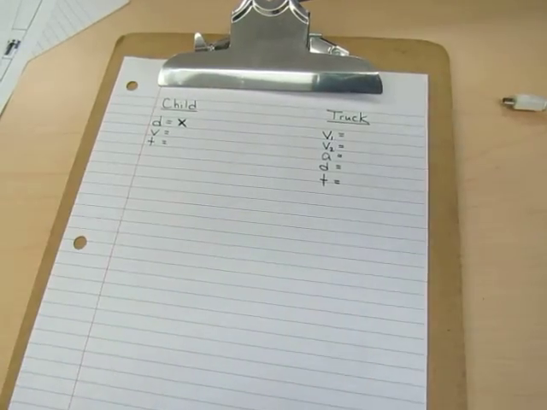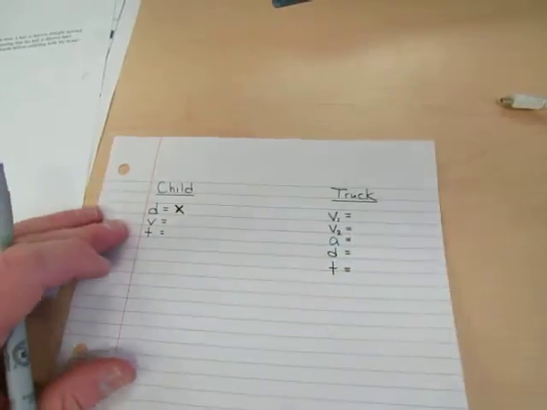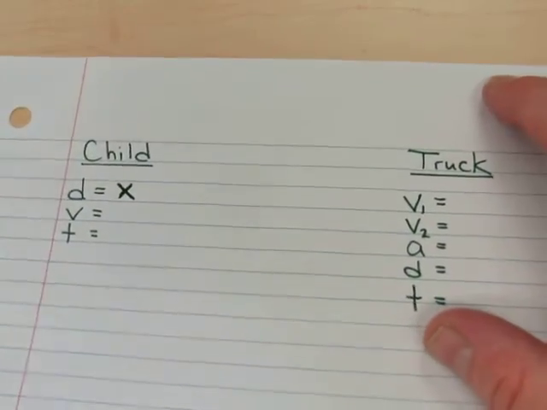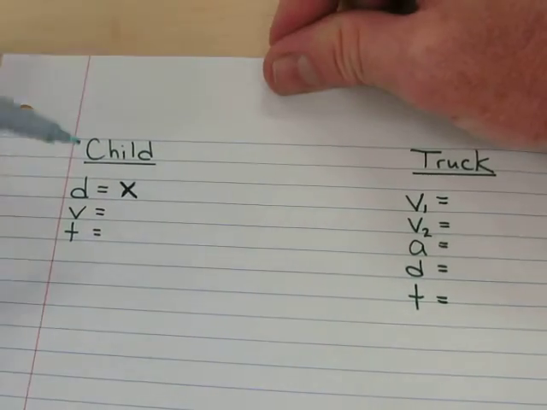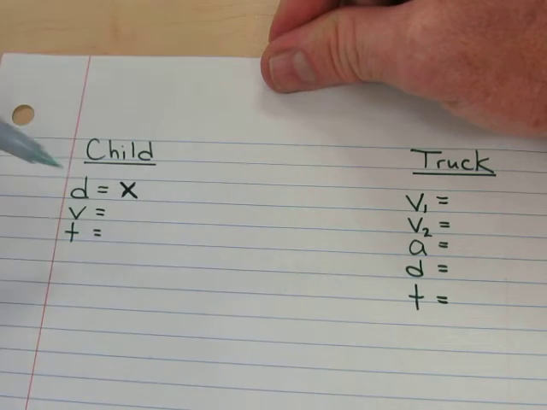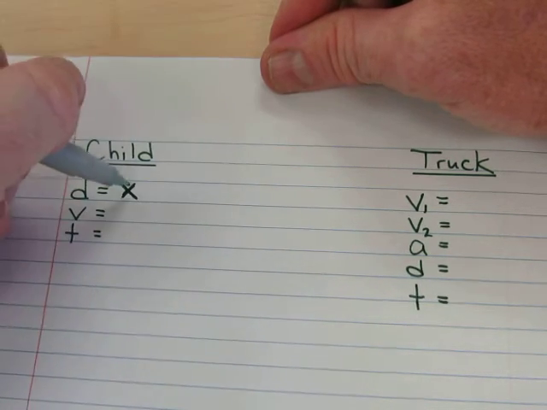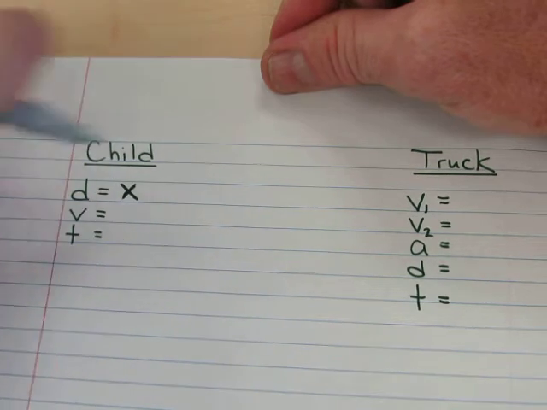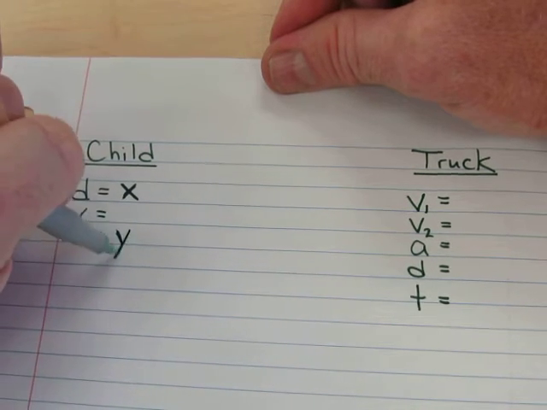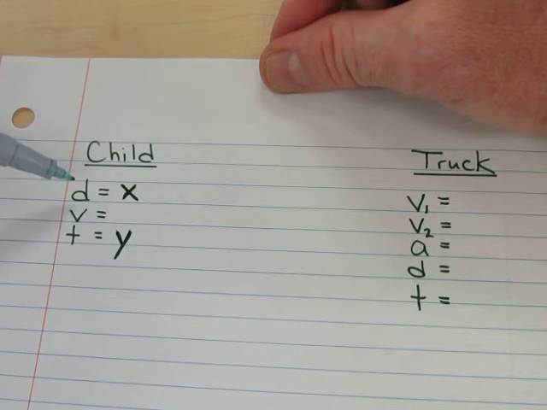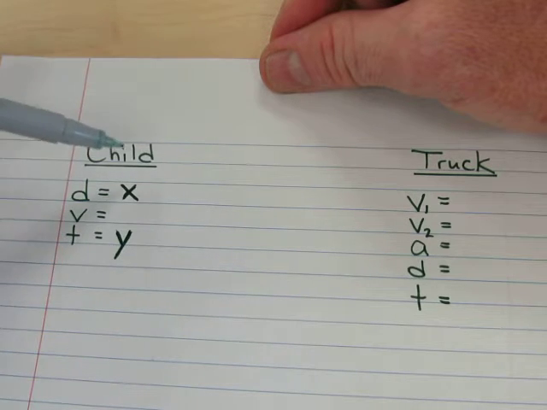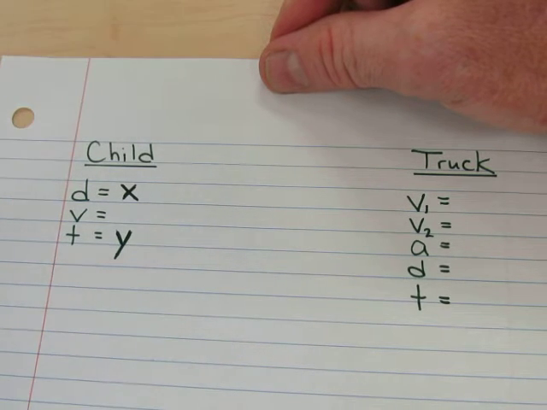Like I said in class, let me take this off the clipboard so I can move the paper around more. Wherever you have the unknown variable that you're trying to solve for, put the other unknown variable as well. Your two unknown variables are always going to be distance and time. So if unknown distance is X for the child, let's make the unknown time for the child the other easy unknown, Y. The reason we do that is because that guarantees that at least one of the formulas you write out is going to be an easy formula.